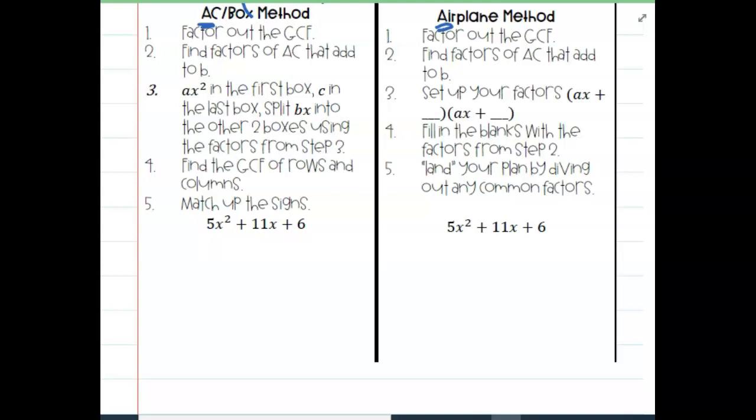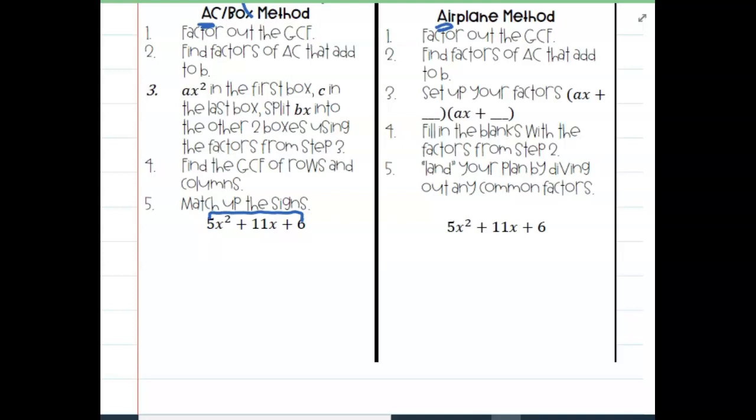So there's kind of two parts of the AC box method. There's the AC part, and then there's the box part. Okay? So the AC part, what the AC part is referring to, these problems are going to be in the form ax squared plus bx plus c. So the a is going to be the number in front of the x squared, the b is the number in front of the x, and the c is going to be the last one. So the AC part, what you're going to do is you are going to multiply a times c. So that first number times the last number. You're going to multiply them together, AC.